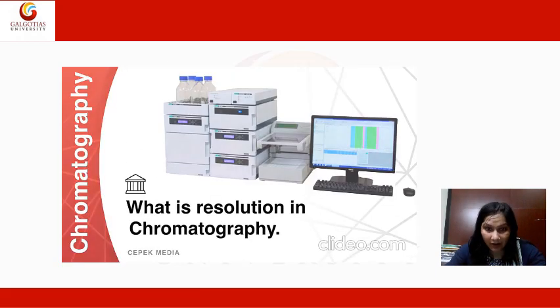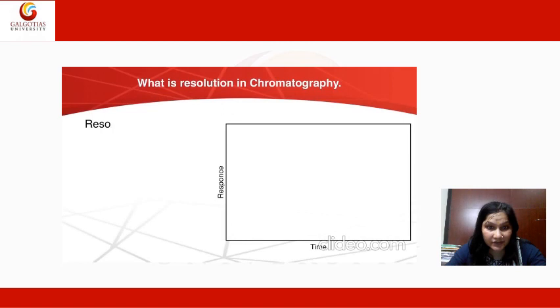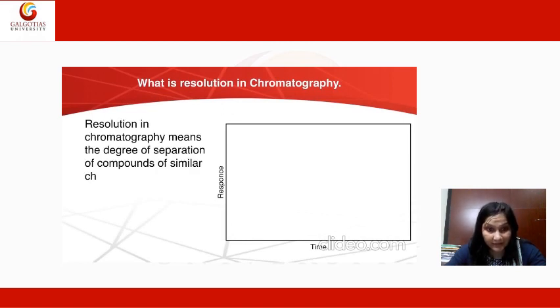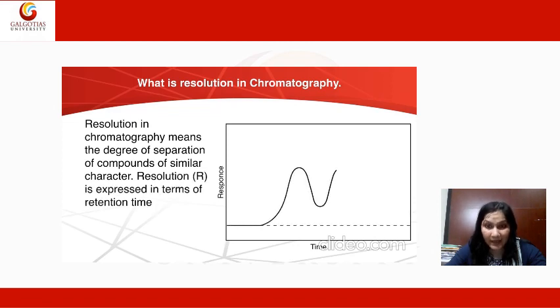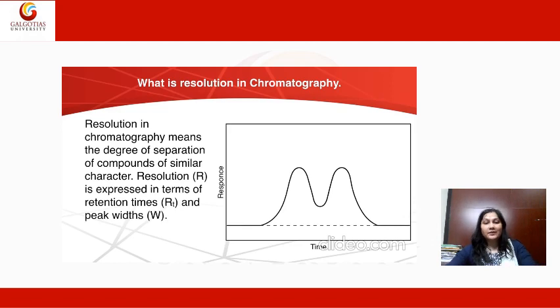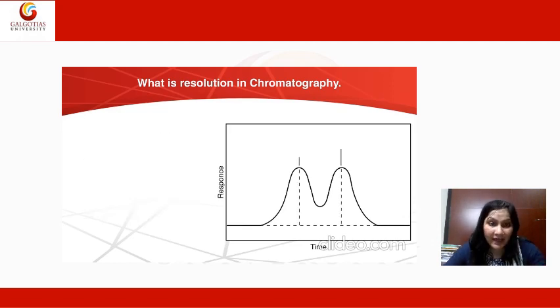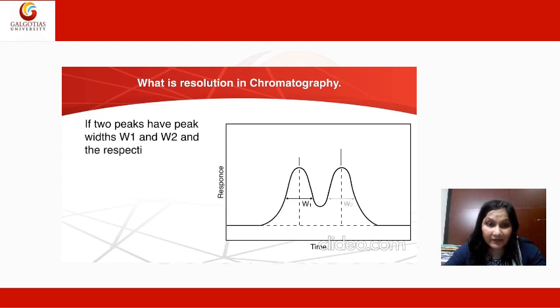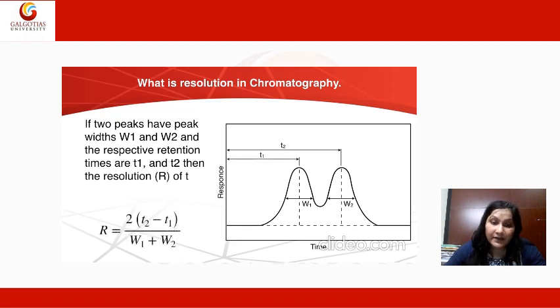See, this is a graph of time and response. Resolution in chromatography means the degree of separation of compounds. This is expressed in terms of retention time and peak width. These peaks are actually the presence of different components. If two peaks have widths W1 and W2 and the respective retention times are T1 and T2, then the resolution of the two peaks will be R equals 2(T2 minus T1) divided by (W1 plus W2), where W1 and W2 are the peak widths at half height.